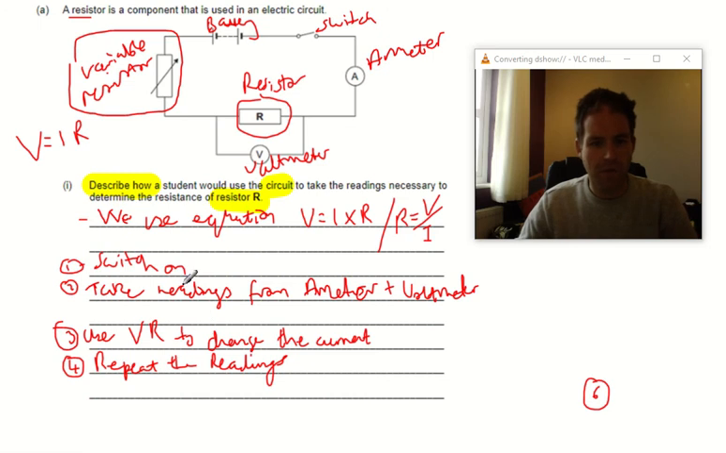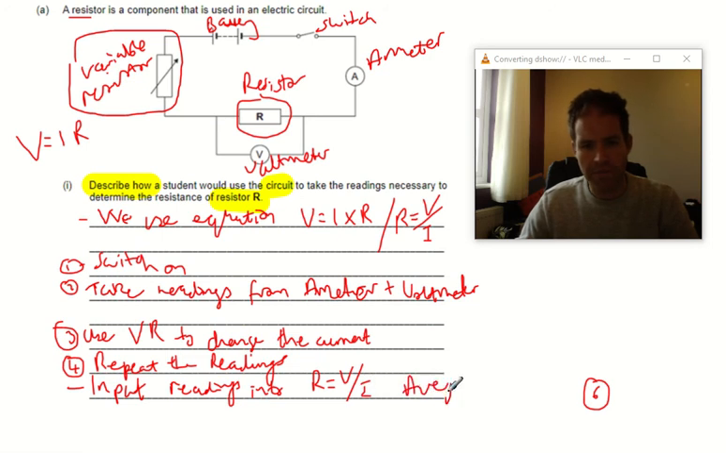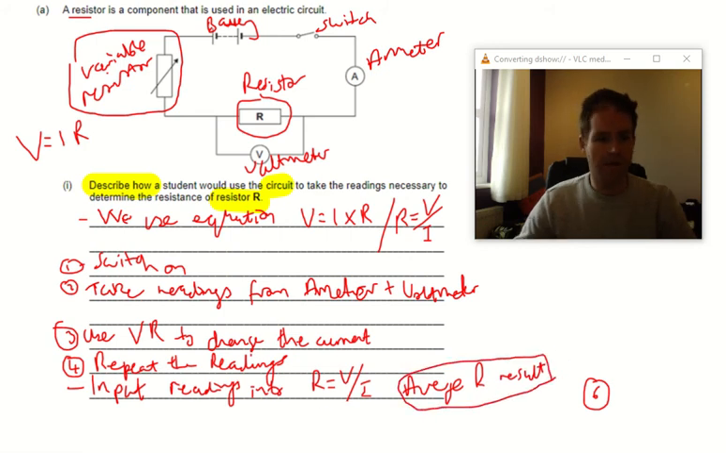So we've switched it on, we've taken the readings, we've used the variable resistor to change the current, and then we've repeated those readings. Okay, and then input the readings into R equals V over I. That gives you R, and then take an average R result. Okay, that's how you go about doing that question.